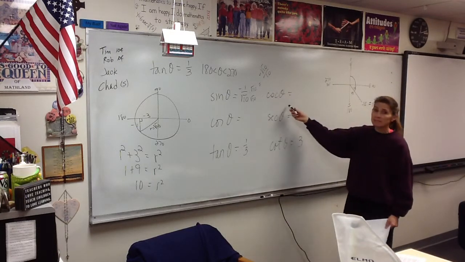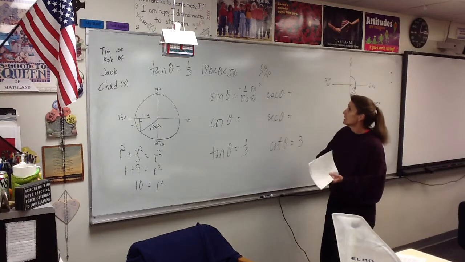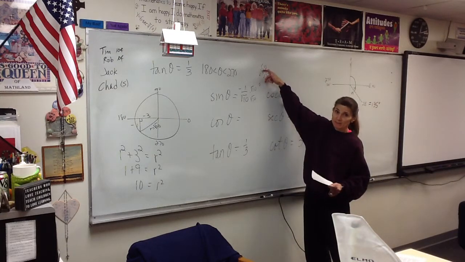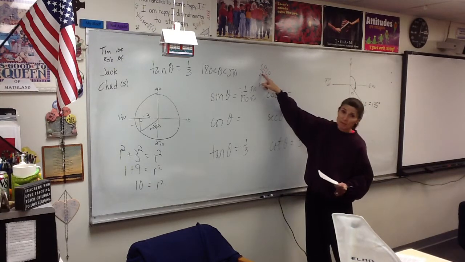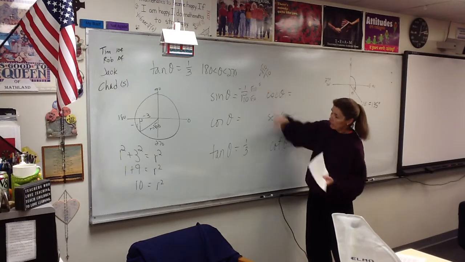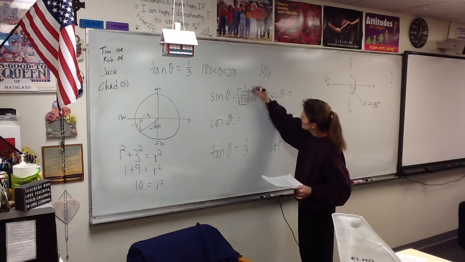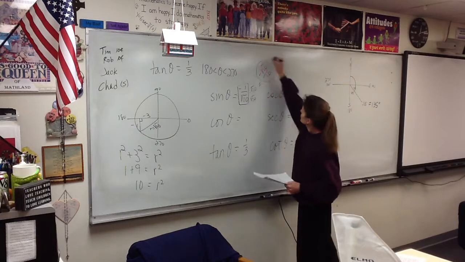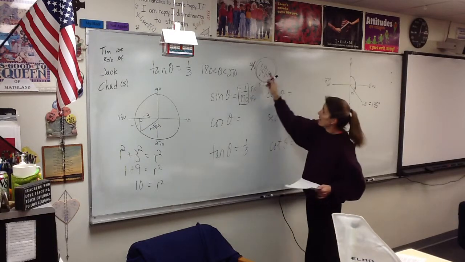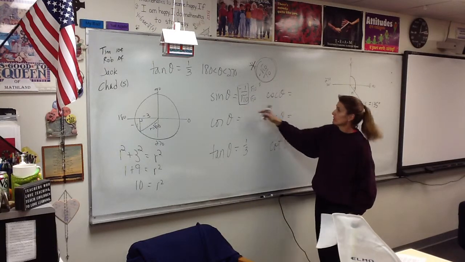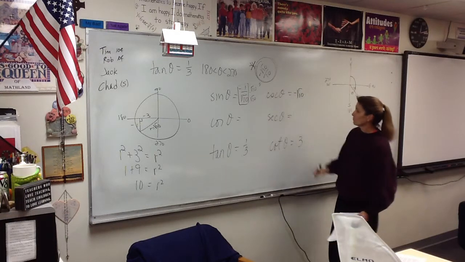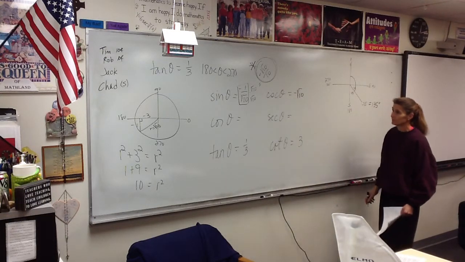Now, my cosecant is the reciprocal of my sine. Let's not flip this. That would be silly because then I'm going to have a radical on the bottom again. Let's flip it right here. This is the answer to the problem for the sine. But I'm going to flip this one so that I have -√10 over 1, or -√10.